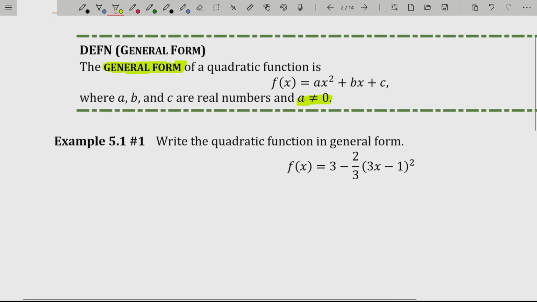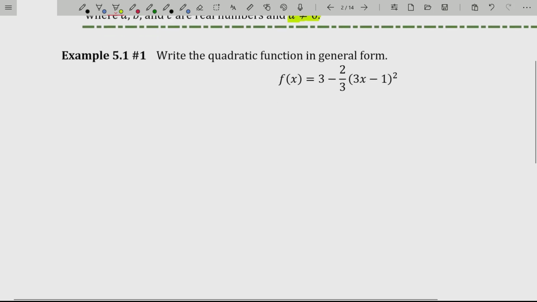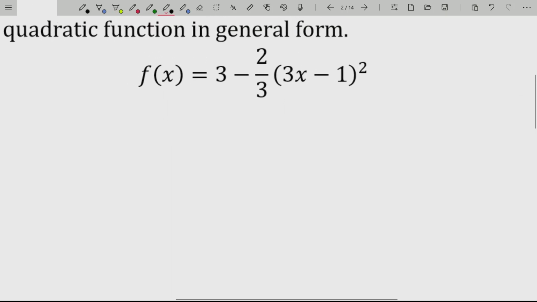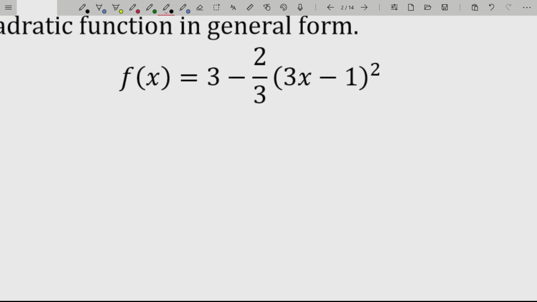So let's go ahead and just do a quick example. If you want, pause the video and try this out. Write this quadratic function in general form. All right, so to do so, you're going to take this quadratic function here and distribute things out. This is a no-brainer, right? You just multiply out this binomial.